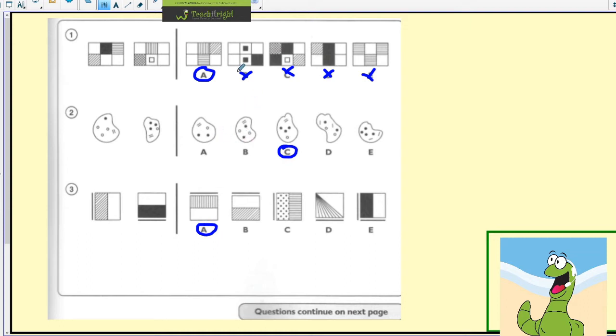For question 2, each figure on the left consists of a shape containing 2 short lines. So anywhere you had 2 short lines separated, you could remove. Also, it contained 4 small circles, 3 of which have to be the same colour. So 1, 2, 3 white, 1, 2, 3 black in this case. So A doesn't have the correct numbers, B doesn't have the correct numbers, leaving only C, which in this case was 3 black and 1 white.